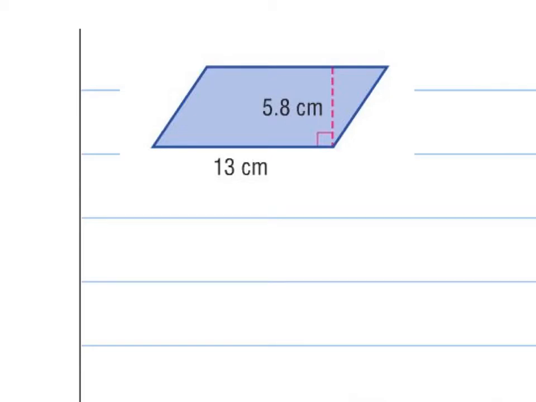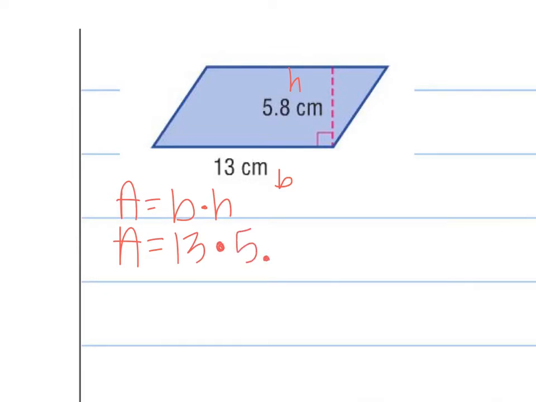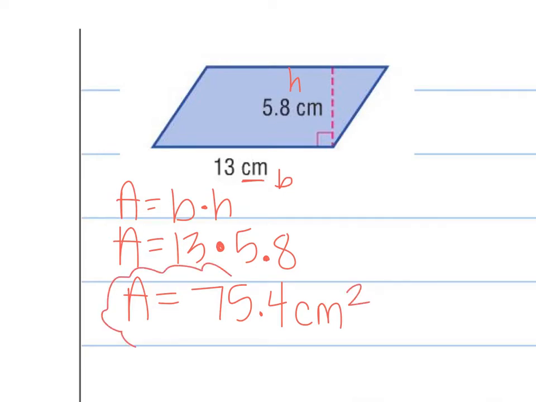So the way that I would write this is I know that area equals base times height. Here's my base. Here's my height. So now I'm going to rewrite it and plug in what I know. I know my base is 13. My height is 5 8/10. So now I'm going to put it into my calculator. I know that 13 times 5 8/10 is 75 4/10. And my label is going to be whatever units it is, but area is always squared, remember. So 75 4/10 centimeters squared would be the area of that parallelogram.